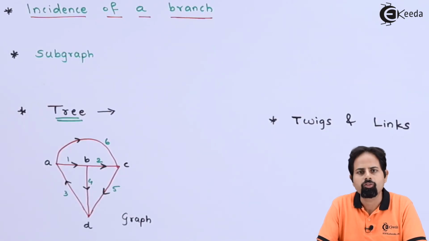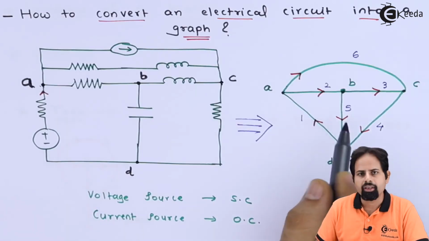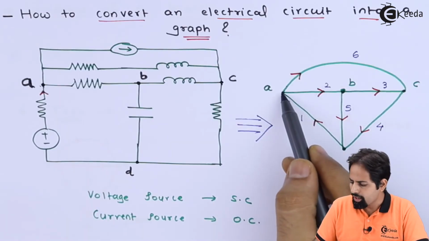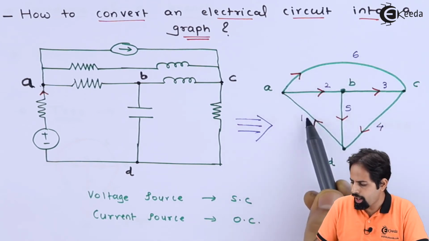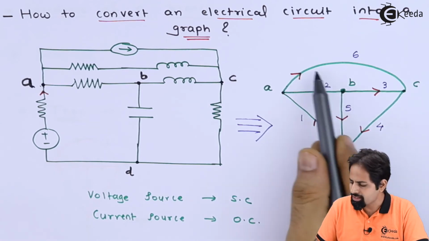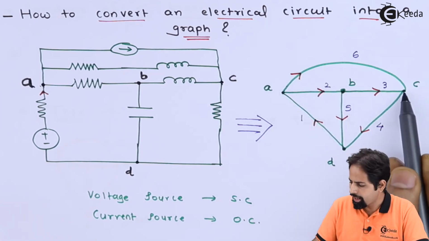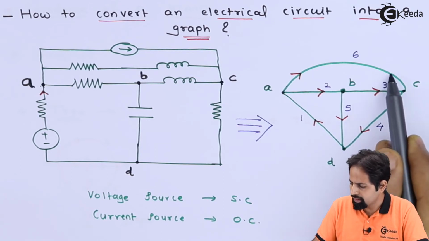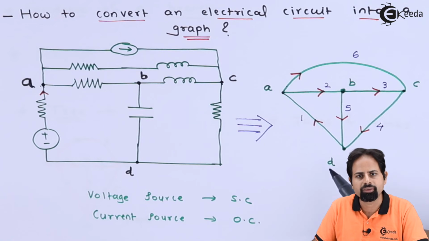Now we will see what is called the incidence of a branch. So we will again refer to the circuit. Here you can see at this node A there are 3 branches, namely 6, 2 and 1. So these are called incident branches at node A, as simple as that. Again at node C the 3 branches are 6, 3 and 4, because they are incident branches.